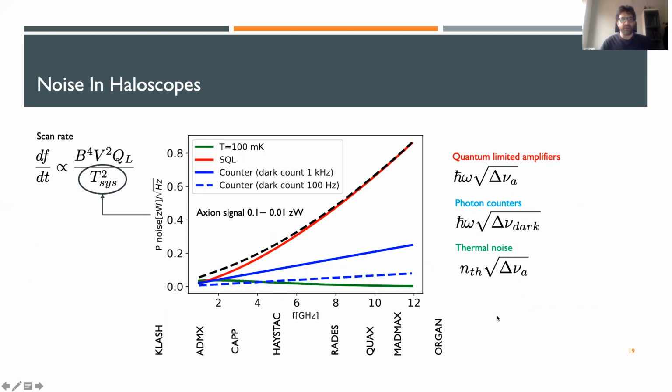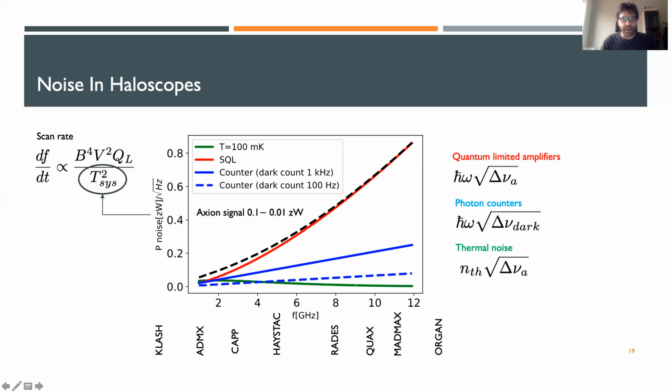Let me remark the role of noise in the scan rate. As I said before, to search in a larger mass region for axions, you have to be fast, no? Because you have to tune your detector, and the rate at which you can scan the frequency depends on this formula that is inversely proportional to the noise. So the lower the noise, the faster you go, and also the more sensitive you are.